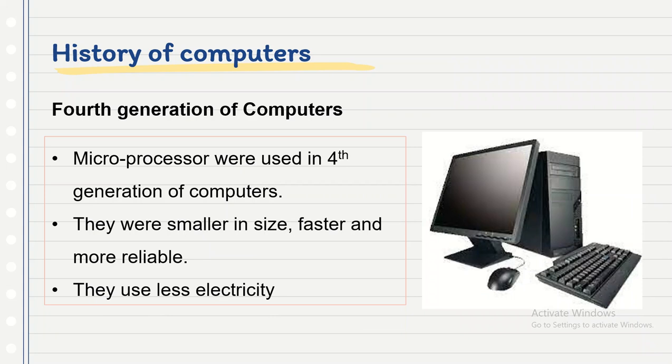Fourth generation of computer. In fourth generation of computers, integrated circuits were replaced by the microprocessors. You can see this, microprocessors. Now microprocessor works as a circuitry in the fourth generation of computer, which performs all the functions of the computer, and they became very small in size, faster, and also more reliable, means they would produce accurate results all the time, and they used very little electricity.